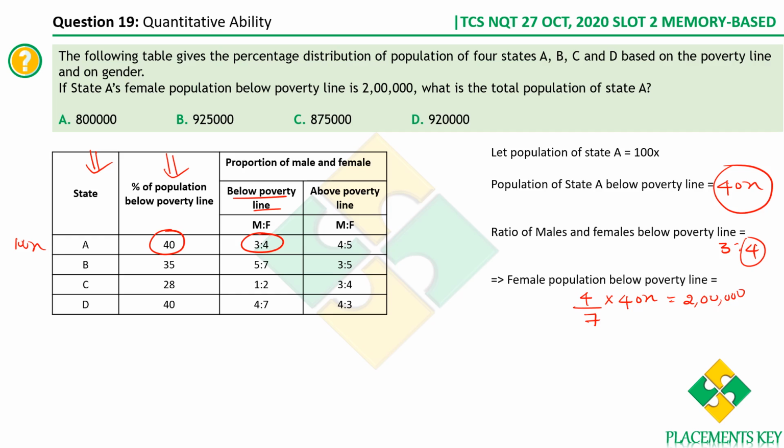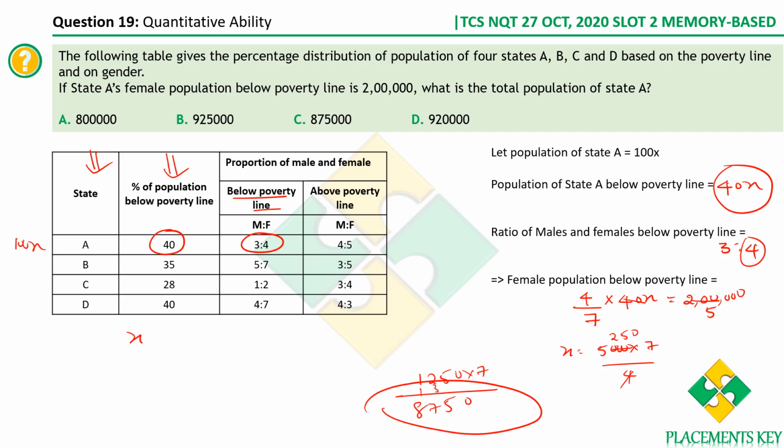Let's compute this value. We have 5000 here. So what is the x value that we get? 5000 into 7 divided by 4. 4 into 250 is 1000, so 250 into 5 is 1250, into 7. So what is the x value that we get? 1250 into 7 is 8750. The value of x is 8750.